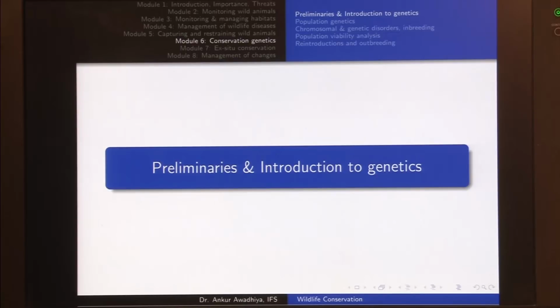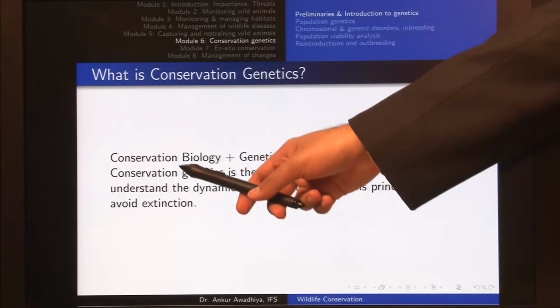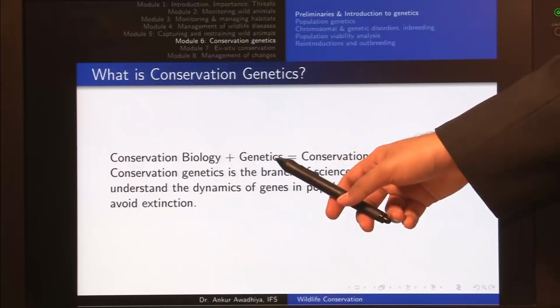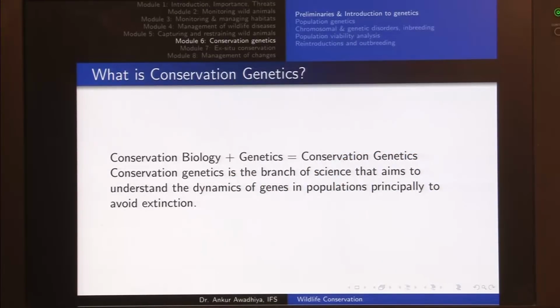So let us begin with what is conservation genetics. Now we know what conservation is, we have dealt with it in the first module. Conservation biology, the biology of conservation, plus genetics gives us conservation genetics. We can define conservation genetics as the branch of science that aims to understand the dynamics of genes in populations, principally to avoid extinction.